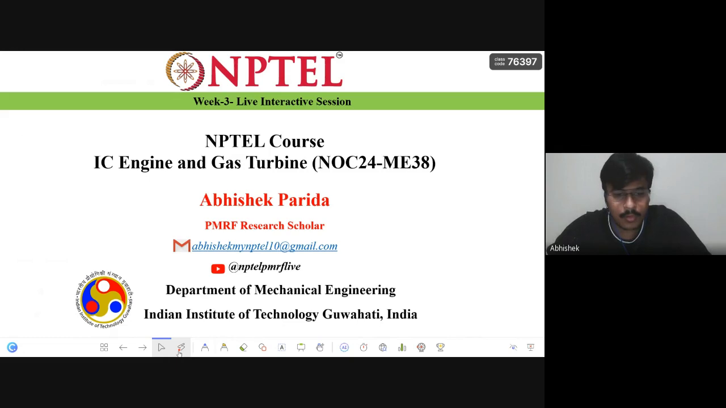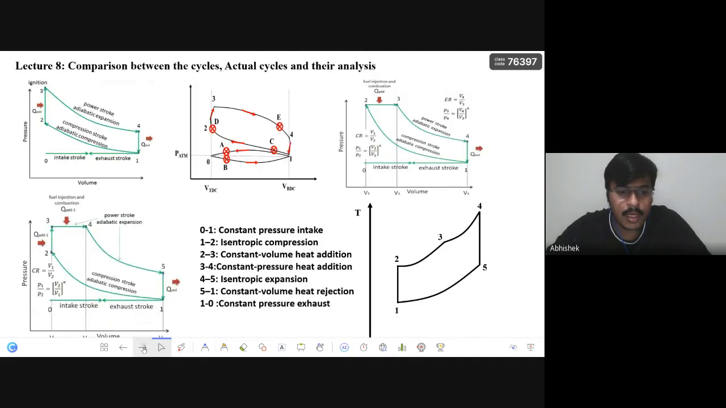So we'll start with a summary of the lectures that were covered this week. Basically, what we were seeing were the different types of IC engine cycles that are possible. We have already covered the Otto cycle and the diesel cycle, and one of the questions that has been arising is: what is the difference between a thermodynamic cycle and a mechanical cycle?